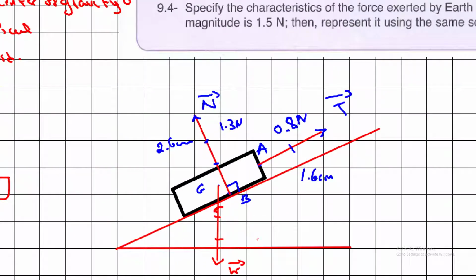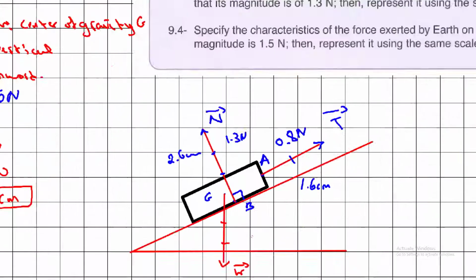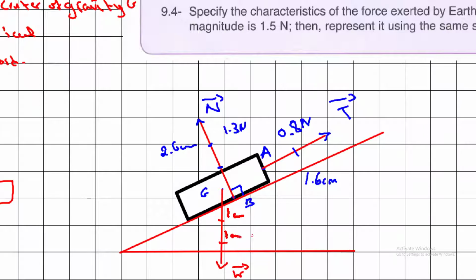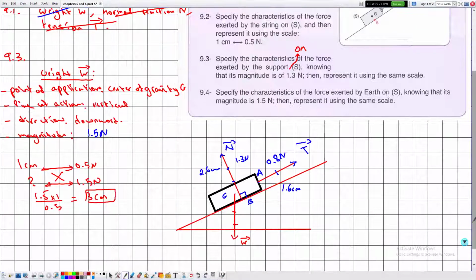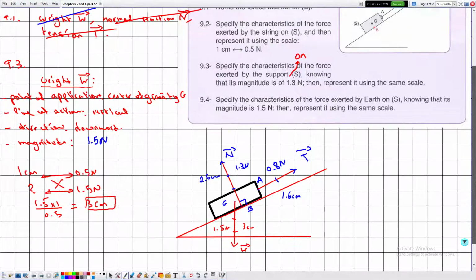each one here represents 1 centimeter. This is 1 centimeter, 1 centimeter, 1 centimeter. This is the weight, 3 centimeters, worth 1.5 newtons. So this is it for this exercise.